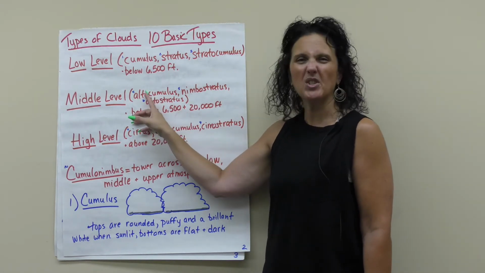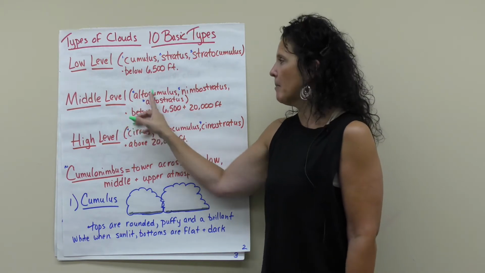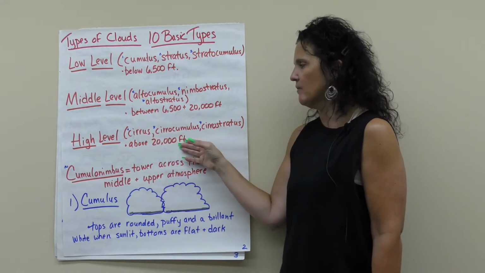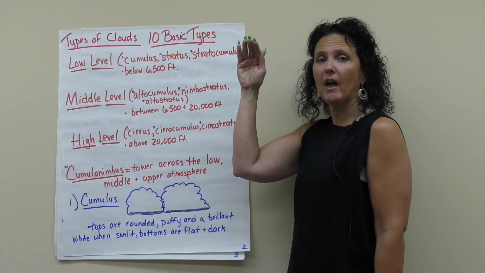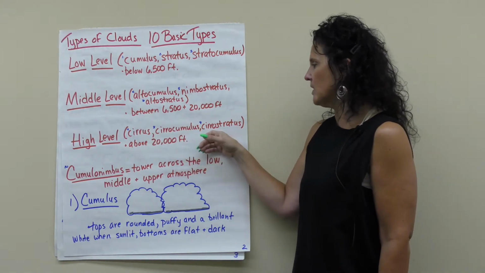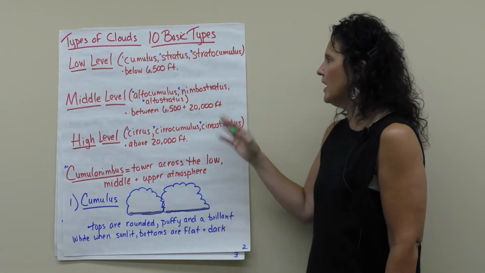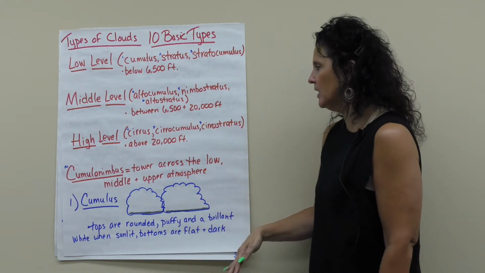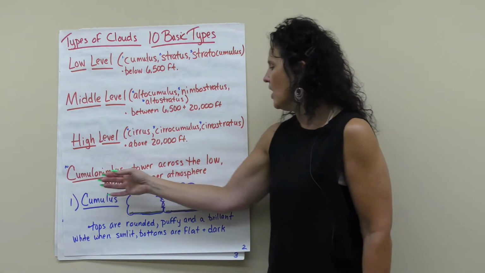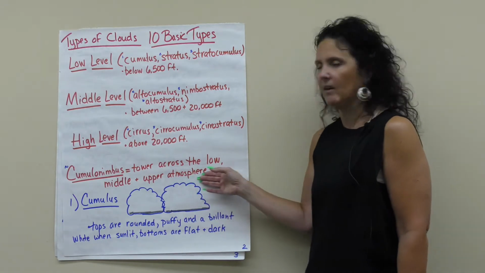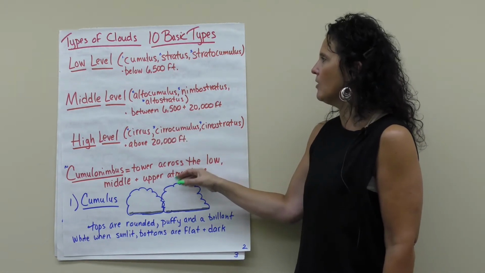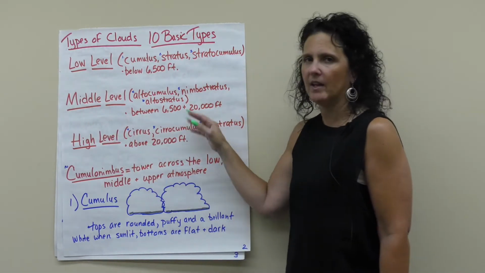Alto means middle. If you sing, you hear people that sing in alto, that's the middle range. And then the high level clouds, anything above 20,000 feet. If you've ever been in a plane, you're up 30,000 feet, you're up where these clouds are: the cirrus clouds, the cirrocumulus clouds, and the cirrostratus clouds. So let's look at each of the basic 10 types individually. The first one we're going to look, oh, I'm sorry, I forgot about the cumulonimbus clouds. Those are the ones that tower across all three of those parts of the atmosphere: the lower, the middle, and the high. So those are the only cloud type that covers all three of these combined.